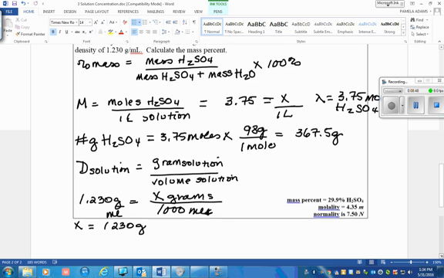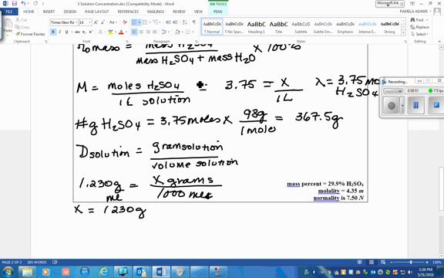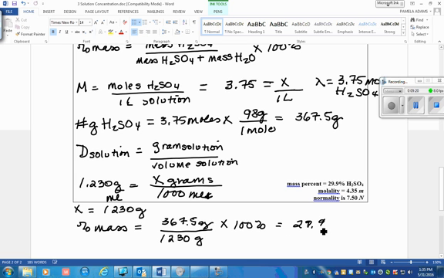Now we can finally put some numbers into our equation. The percent by mass is equal to 367.5 grams, the mass of our H2SO4, over 1,230 grams, our total mass of the solution, the mass of H2SO4 plus the mass of the water. Multiply that by 100%, and that is 29.9%.